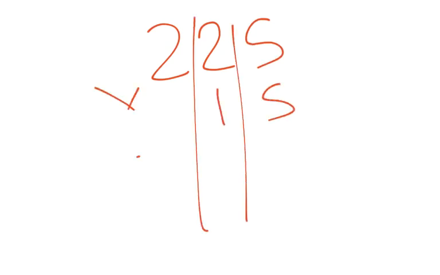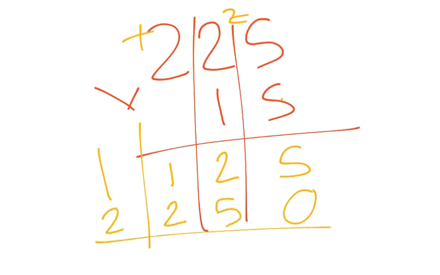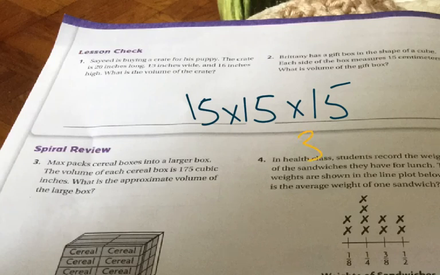So 225 times 15. 5 times 5 is 25. Carry the 2. 5 times 2 is 10 plus 2 is 12. 5 times 2 is 10 plus 1 is 11. Put a 0, cross those out. 1 times 5 is 5. 1 times 2 is 2. 1 times 2 is 2. When I add that up, I get 3,375. And if I remember, it was centimeters cubed. So 3,375 centimeters cubed.